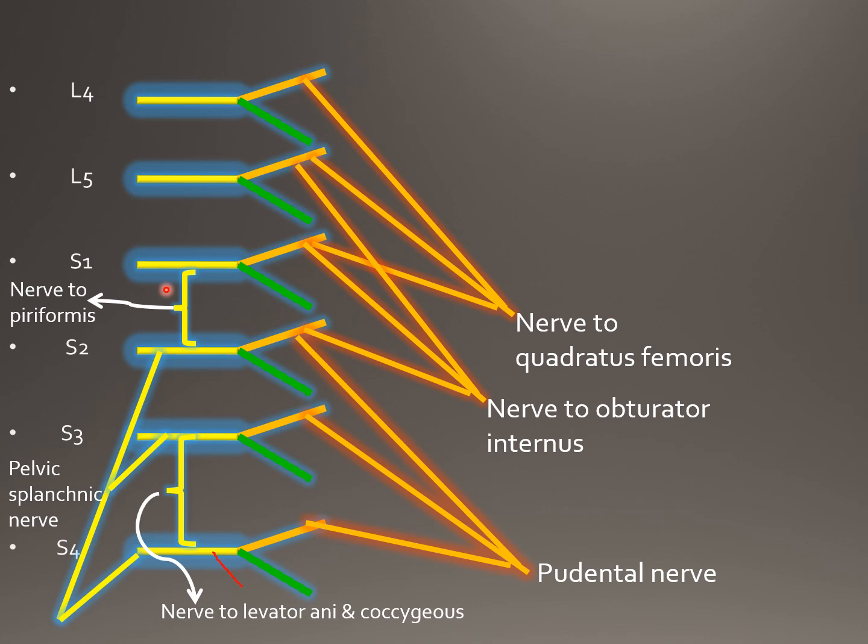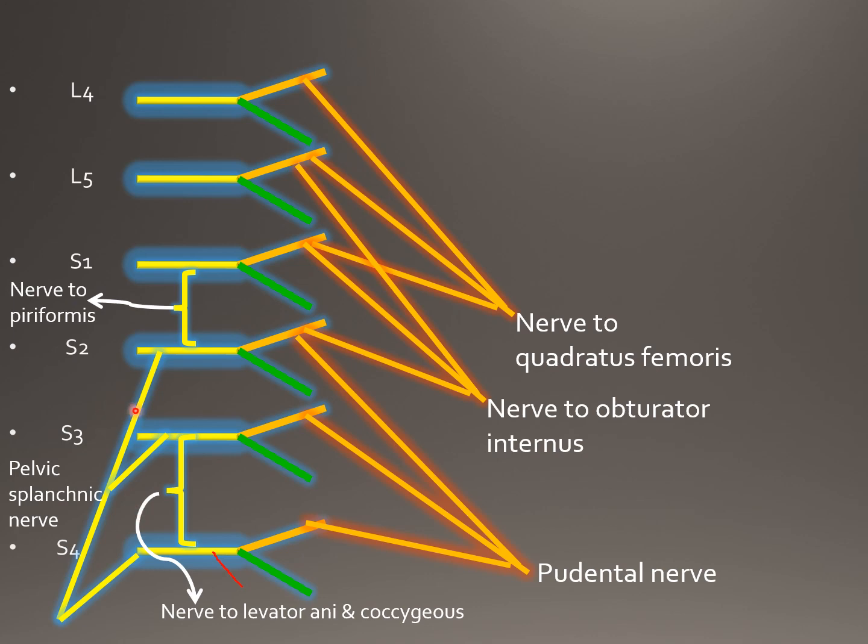So the roots that are giving a branch are nerve to piriformis, pelvic splanchnic nerve, and nerve to levator ani and coccygeus. The nerves from S1 and S2 join to give the nerve to piriformis, which supplies the piriformis muscle. The nerves arising from S3 and S4 join to give the nerve to levator ani and coccygeus. This also supplies the sphincter ani externus and the adjoining part of the skin.